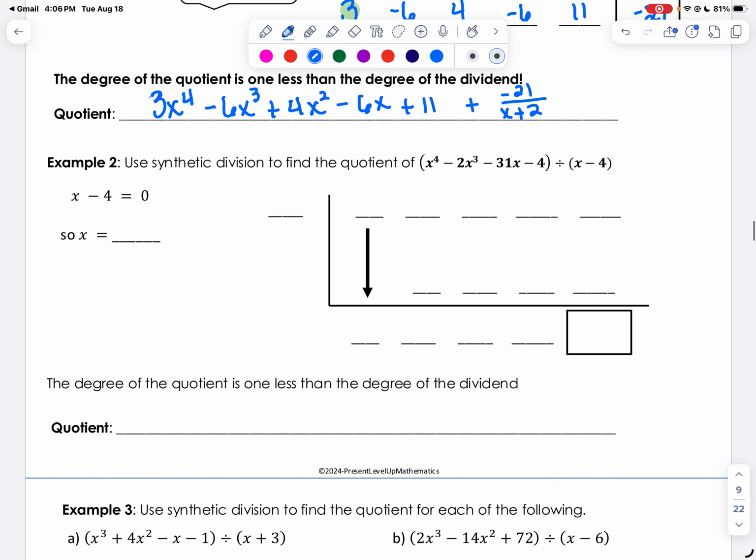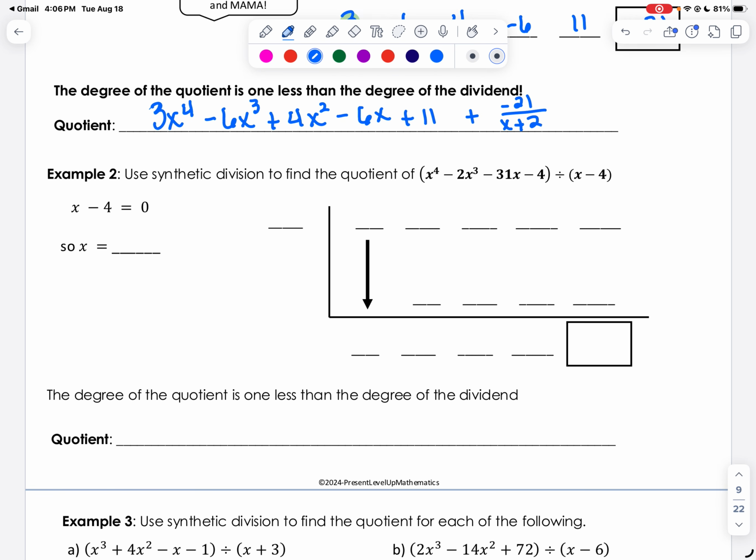All right, now let's try this process again. Example 2. Use synthetic division to find the quotient of x to the 4 minus 2x cubed minus 31x minus 4. So our divisor in this problem is x minus 4 equals 0. So to find the zero, you just add 4 to both sides. So our zero would be positive 4. So that goes on the outside of your L-shaped box.